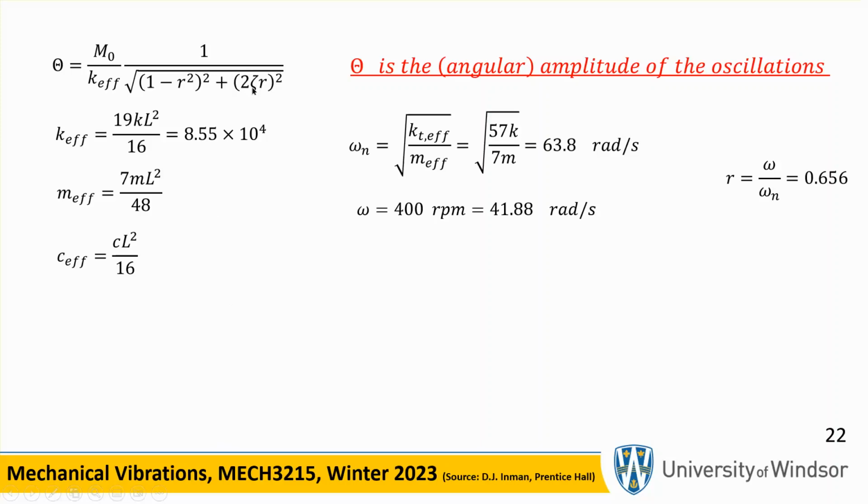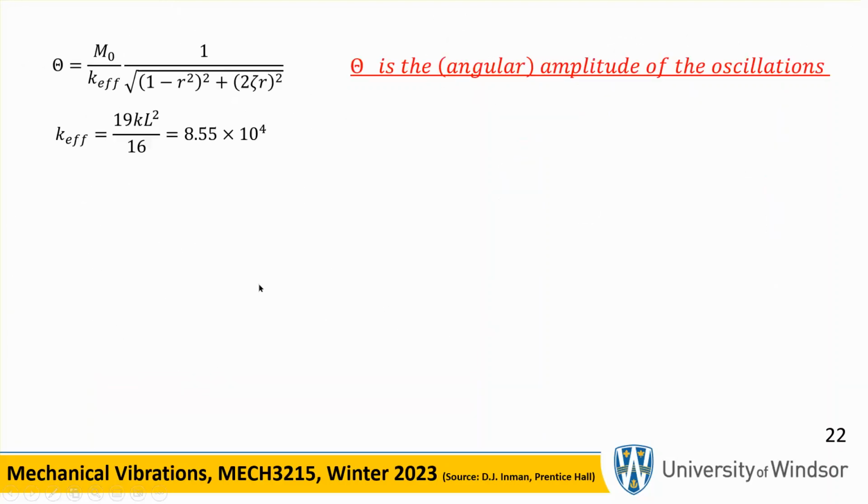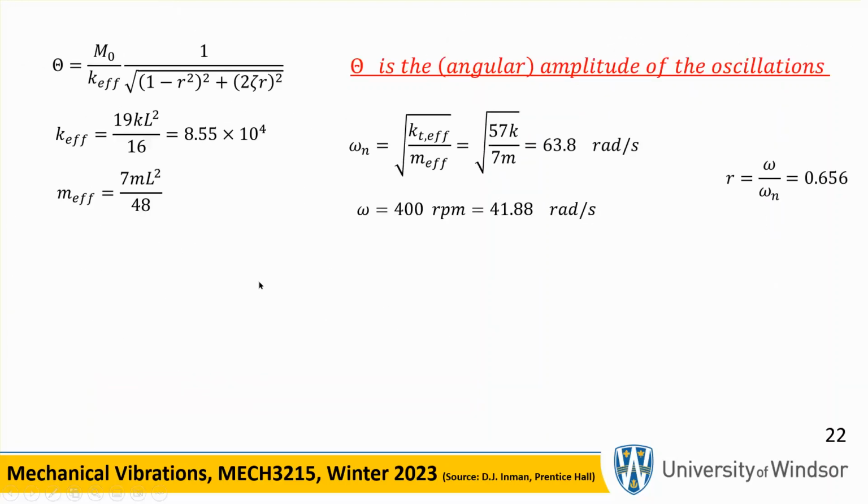Zeta, I need zeta here. Effective damping coefficient is CL squared over 16. Let me go back, and I'm sorry again. Let me go back. This is the effective damping coefficient. Okay, so right there. Okay, and just find the value of zeta, C effective over critical.